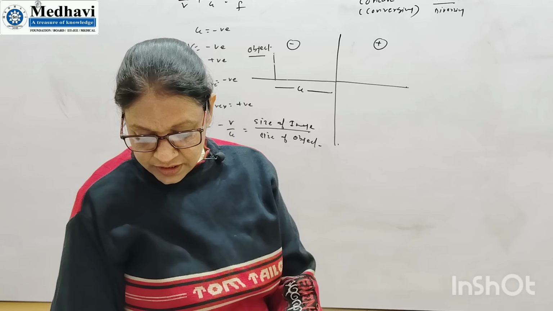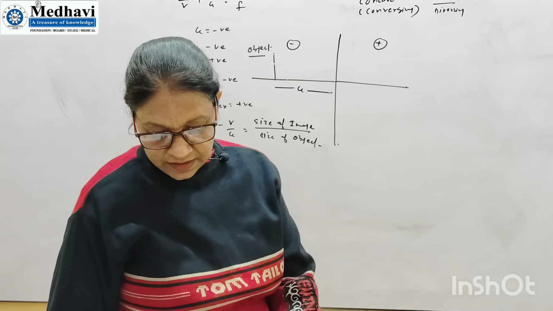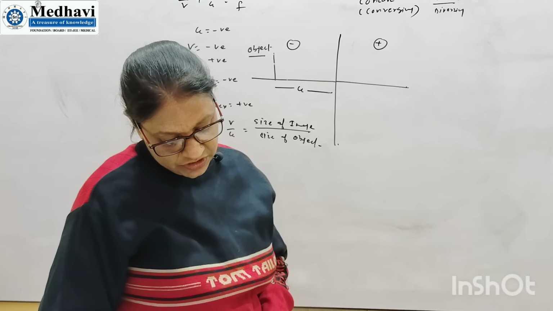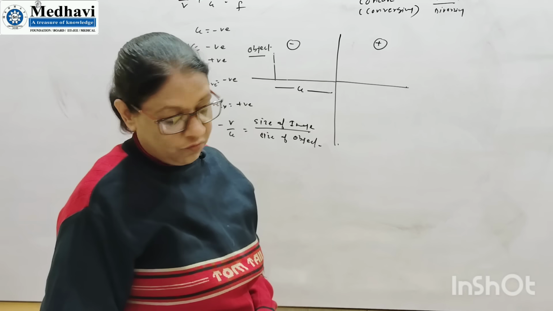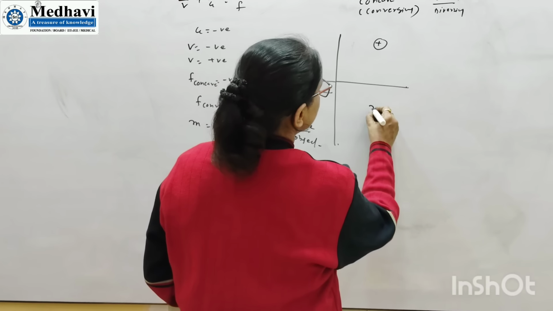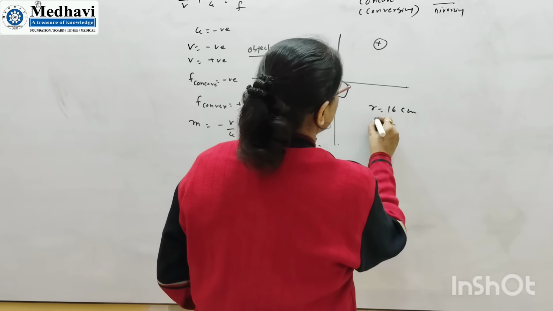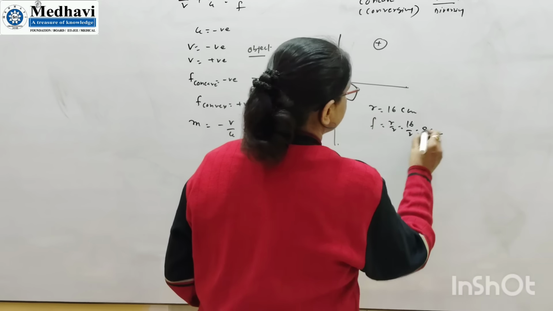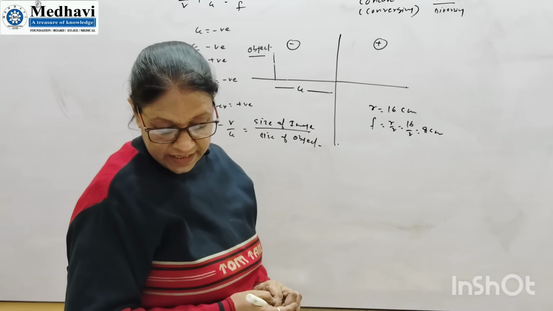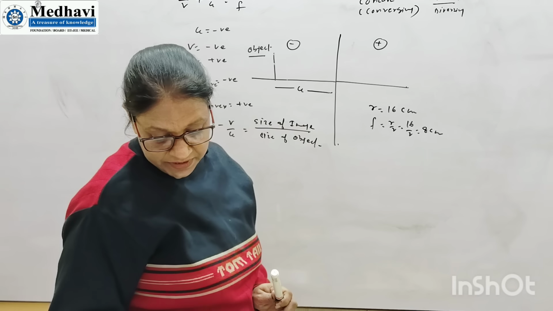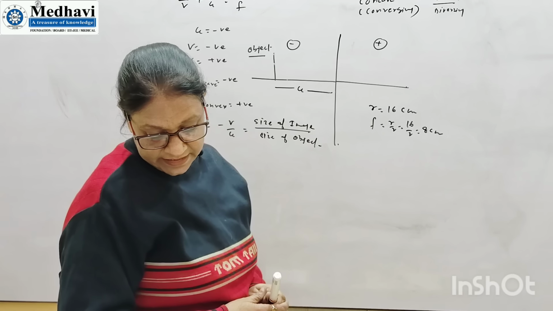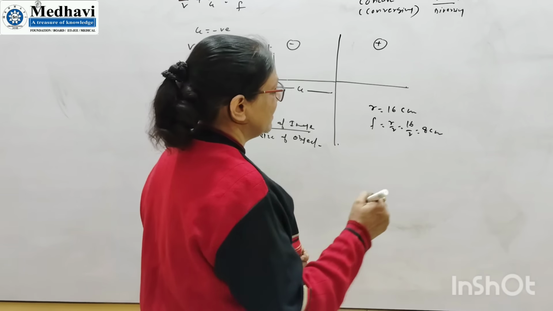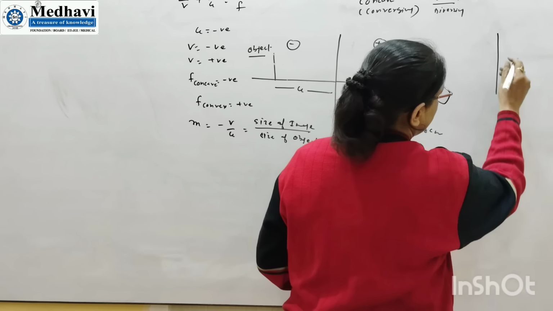One question I want to discuss that is very important. For example, the first question: if the radius of curvature is 16 cm, find the focal length. Focal length is r by 2, so 16 by 2, it is 8 cm. Second question: an object is placed at a distance of 48 cm in front of a concave mirror of focal length 24 cm.